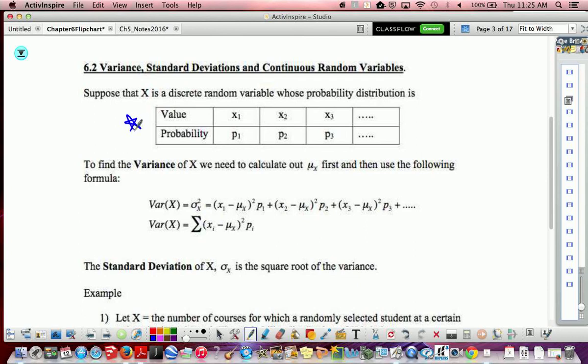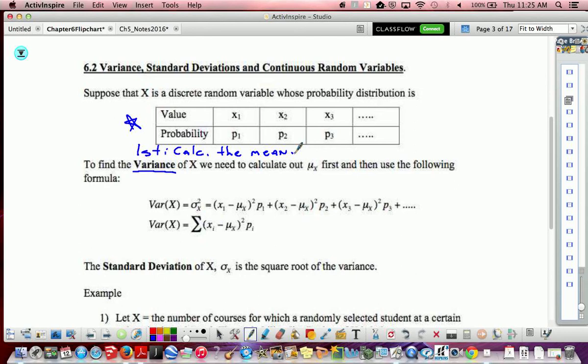So the first thing you actually have to do, in order to calculate out the variance, is calculate out the mean. So you actually have to find the mean first, because the mean is used in the calculation of standard deviation.